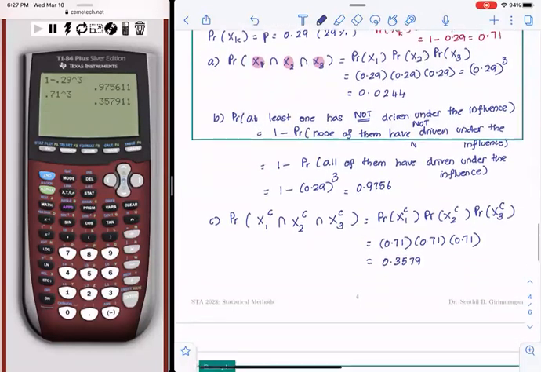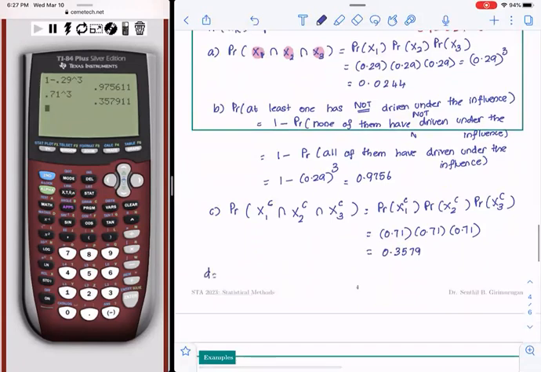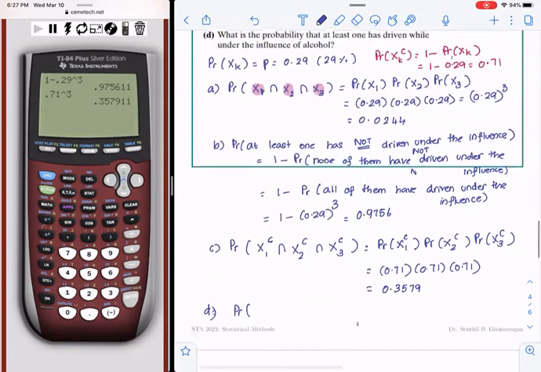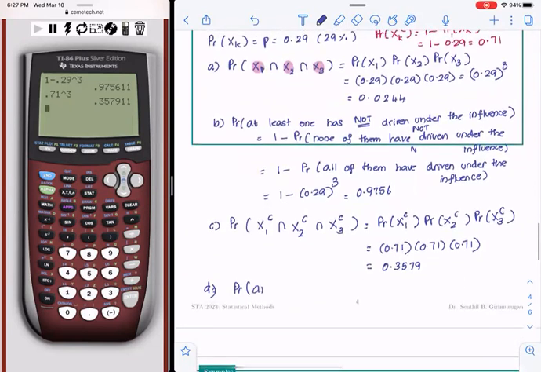Part D wants to know the probability that at least one has driven while under the influence of alcohol.